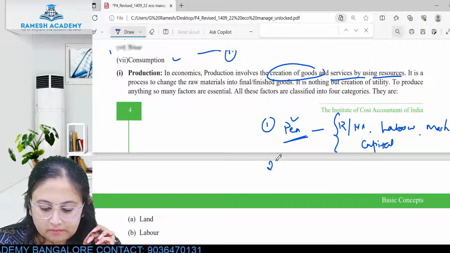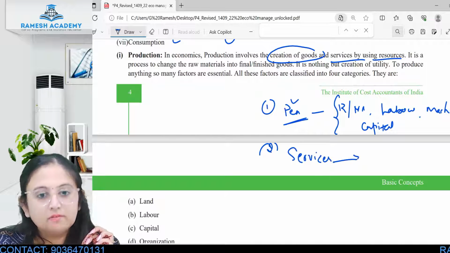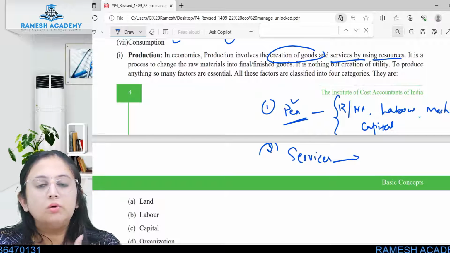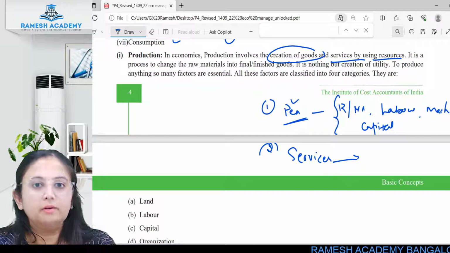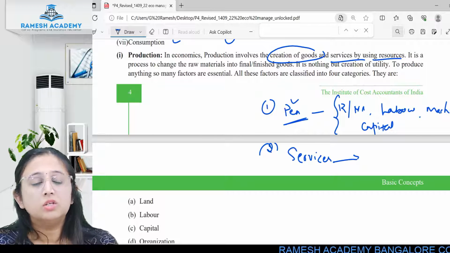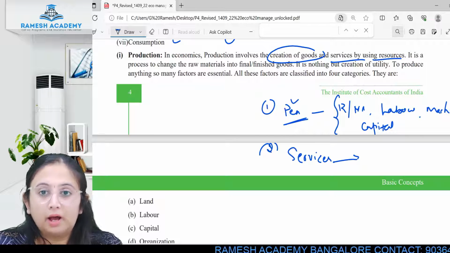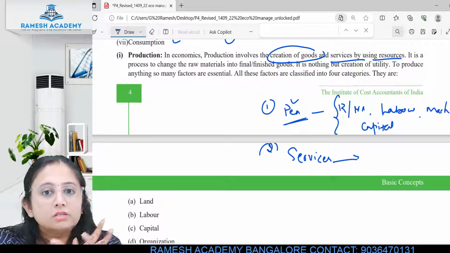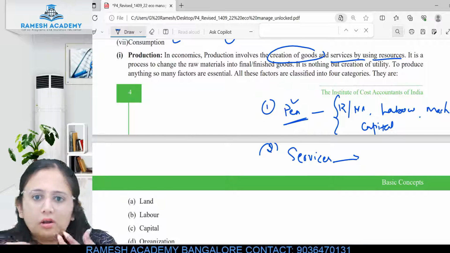Next, when it comes to rendering of services, services also you can render. For example, if you are a professional, say a lawyer, you've got a case, a client comes to you and explains the case, so day and night you sit, work hard, and prepare your arguments, and you argue and you win the case. So you are providing a service. You are converting an input into output, or you are rendering a service.